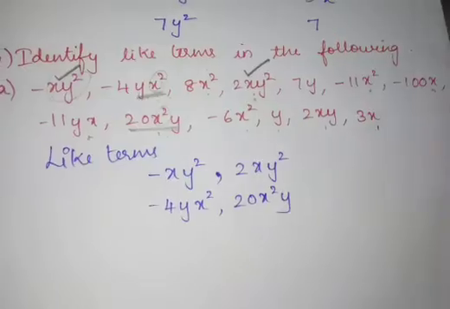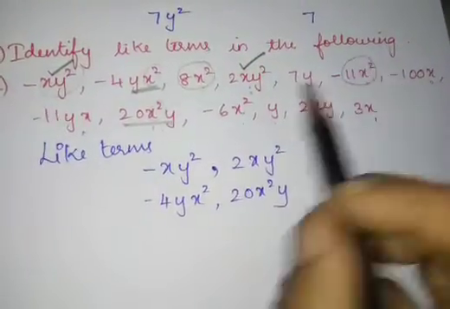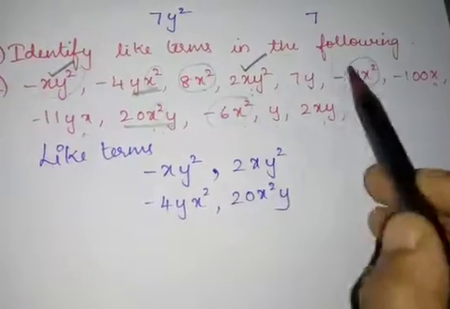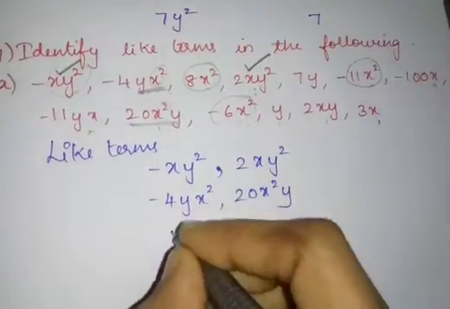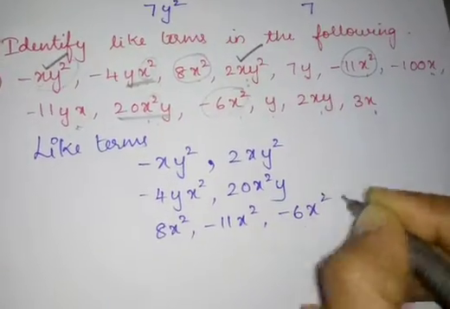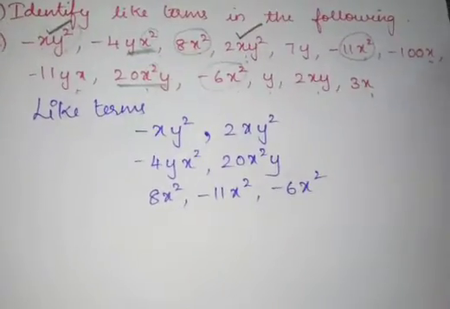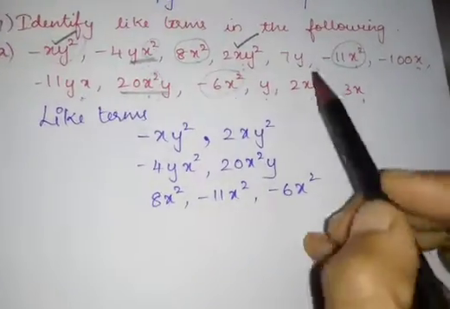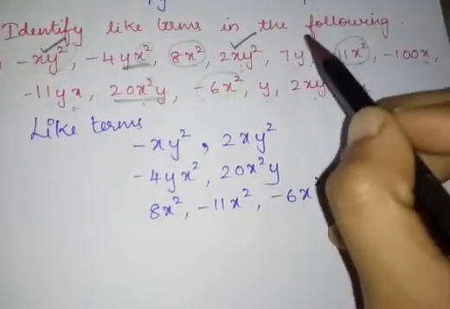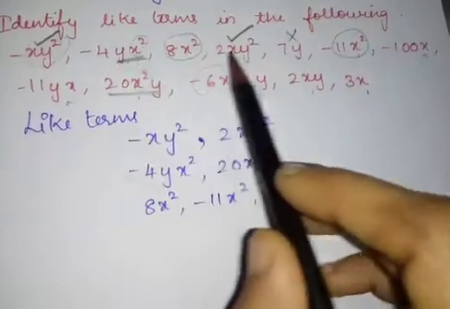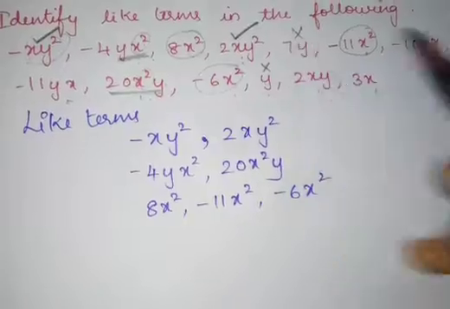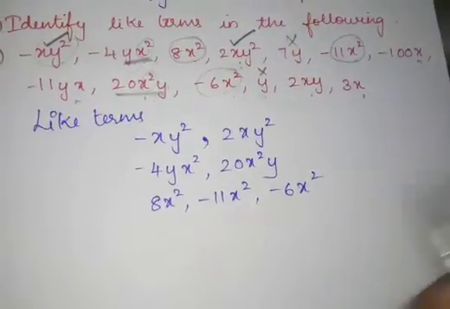Yes. Next, x square. Is there any other x square? This x square. Okay, so these three are like terms. So what are the like terms here? 8x square, minus 11x square, minus 6x square. Okay, just writing the like terms, children. Next, y. Okay, this y I am going to take. Is there any other y here? Yes, here there is a y. So these two are a pair. Okay, so what we'll write, children?